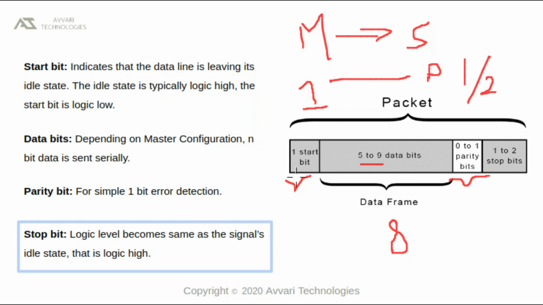Before sending, the idle state is typically logic high. The data transmission starts, that is the start bit happens, when logic high becomes logic low. This is our start bit. Data transmission takes place, and once the logic level goes from low to high and maintains that state, that is the indication that we have reached the stop bit.